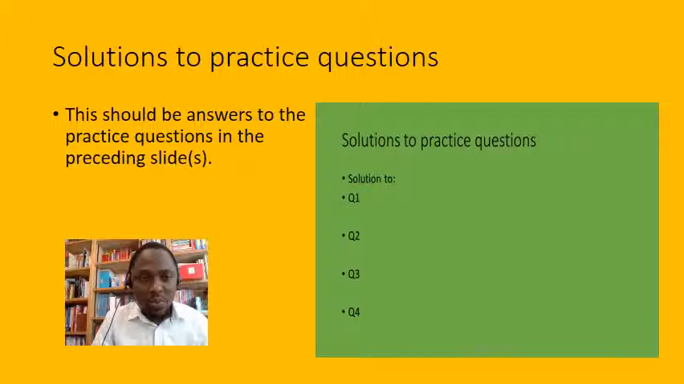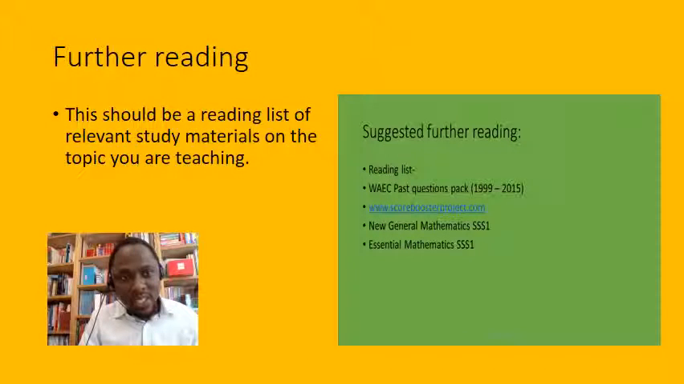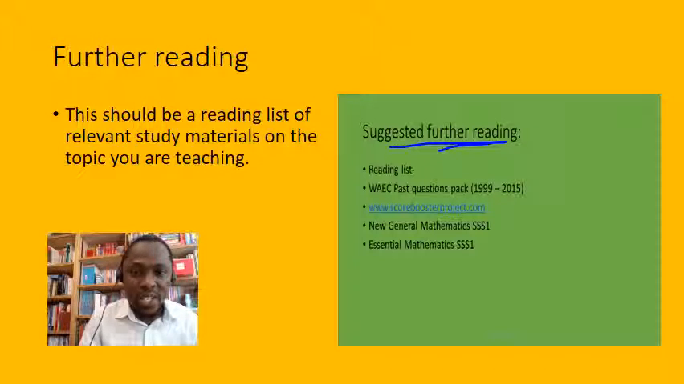The immediate slide that should follow the practice question slide should be the solution to the practice questions, so that the learners can track what they've done. Did they get it right or did they get it wrong? You now have another slide after the solution slide that will talk about further reading or suggested further reading, as I've stated here. Under this suggested further reading, you have a reading list of sources learners can use to improve and learn more on the particular topic.